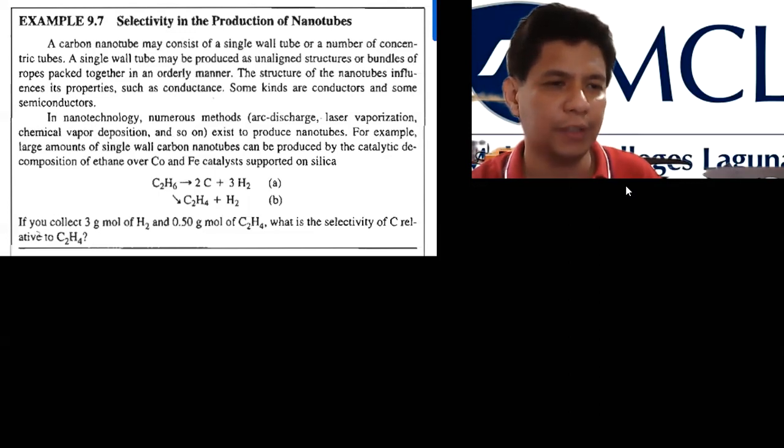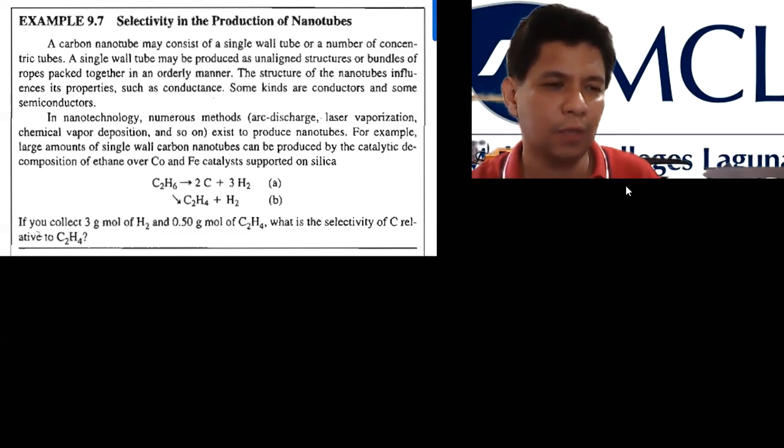For example, large amount of single-wall carbon nanotubes can be produced by the catalytic decomposition of ethane over cobalt and iron catalysts supported on silica. So we have two reactions. The first one is we have ethane, C2H6, producing 2C. 2C is your nanotube, plus 3 moles of hydrogen gas. That's the first reaction.